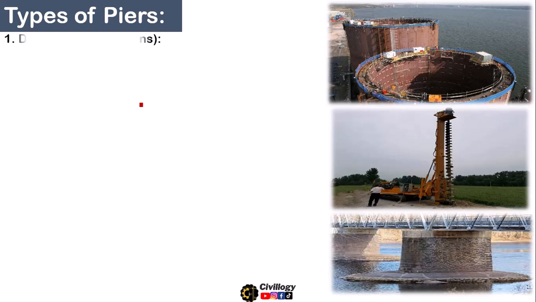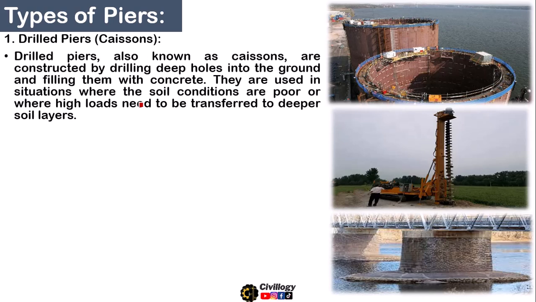Now, what are the types of piers? Piers can be divided into the following three types. The first one is drilled piers, also known as caissons. Drilled piers are constructed by drilling deep holes into the ground and filling them with concrete. They are used in situations where the soil conditions are poor or where high loads need to be transferred to deeper soil layers. This is an example of a caisson or drilled pier.